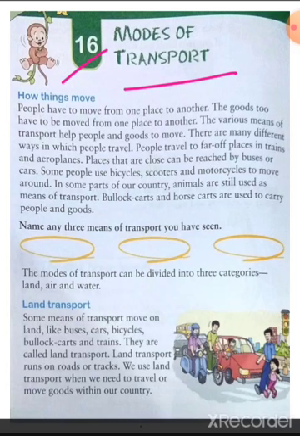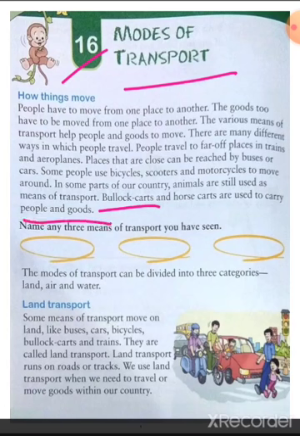So there are many different ways in which people travel. People travel to far off places in trains and in aeroplanes and many other transport. Places that are close can be reached by buses or cars, but some people use bicycles, scooters and motorcycles to move around. But in some parts of our country, animals are still used as means of transport, like in villages, in towns. So, bullock carts and horse carts are used to carry people and goods.